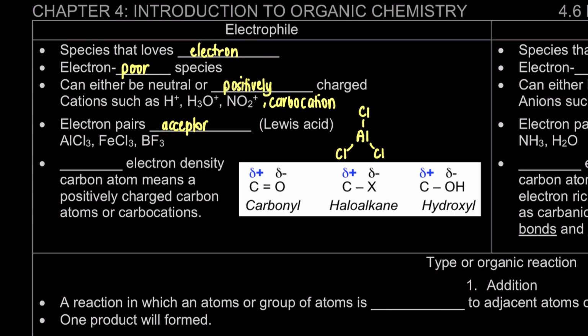Okay, and the last characteristic of electrophile is that it has a low electron density carbon atom. So what does it mean here? It means that the electron on carbon is low. Why? Because it means that we have a positively charged carbon atom or carbocation. For example, if we have here C double bond O, again, carbon is actually in group 14, while oxygen is in group 16. So even though here we know that there are 4 electrons, for this case, actually, the electron has their favorite, which is the more electronegative atom.